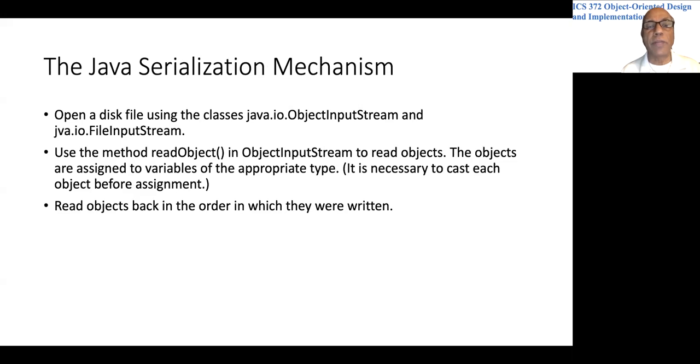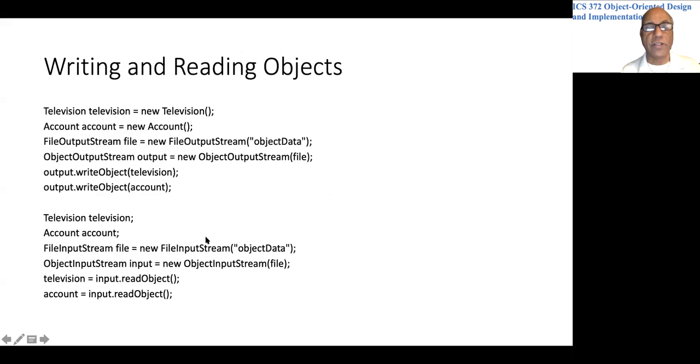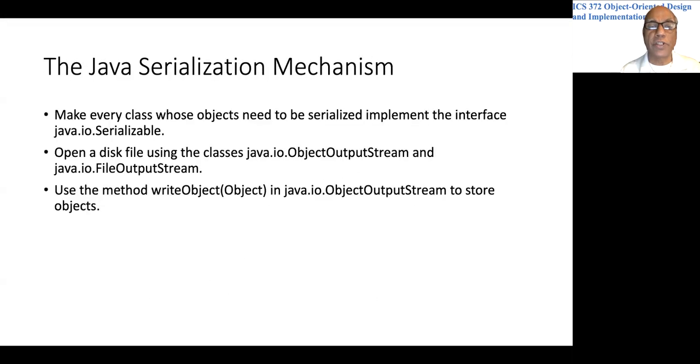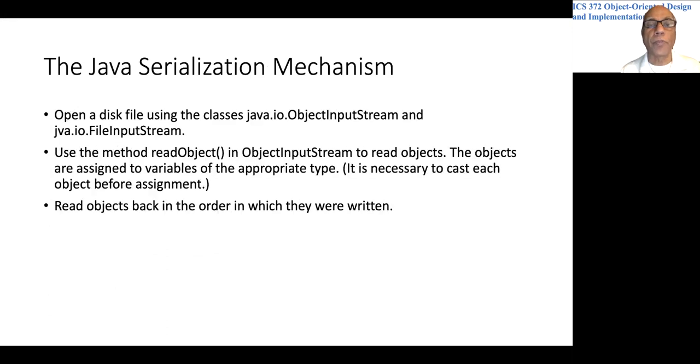And when you want to read back, you need to do the reverse, as we saw here. Create a file input stream object and an object input stream object, and then read the objects that you wrote out. So there are some simple protocols for doing this. Let's look at some examples before we close this video.